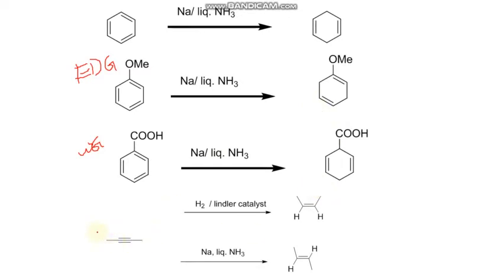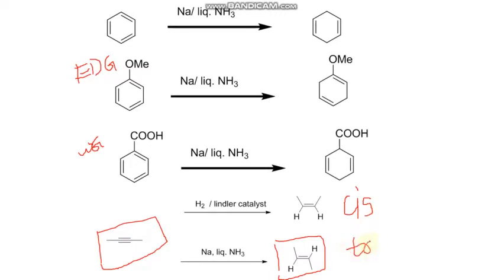Another important thing: if you have an alkyne system and you subject it to sodium liquid NH3, like Birch reduction, you will end up with the trans product. If you use hydrogen with Lindlar catalyst, it will end up in the cis product. With hydrogen and Lindlar catalyst, the activated hydrogen is attached to the alkyne from the same side. That's why it creates a cis product. But with sodium liquid NH3, it forms a transition state which attaches hydrogen from 2 different sides. That's why it goes to trans. So this is one point.